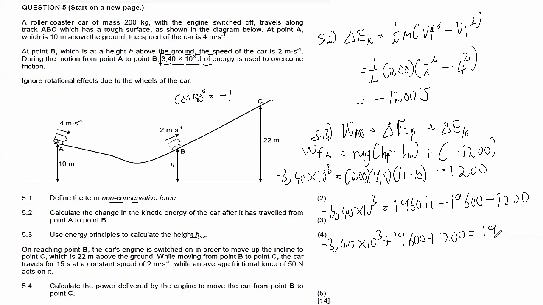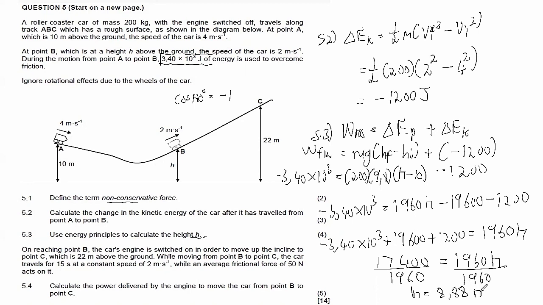So this side here, we are left with 1,960 h. Now, when we punch all this into our calculator, we get 17,400, and then that is equal to 1,960 h. Then to get our value for h, we obviously need to divide by 1,960 on both sides. Then our height is going to be 8.88 meters, rounded off to 2 decimal places as per instruction of the exam. Right. Then this is how we would have calculated our 5.3 there.